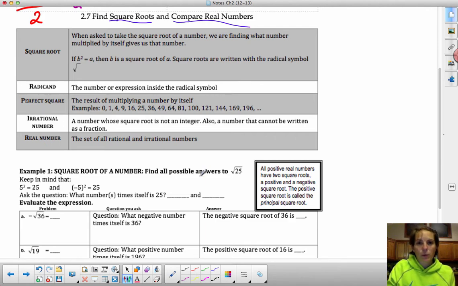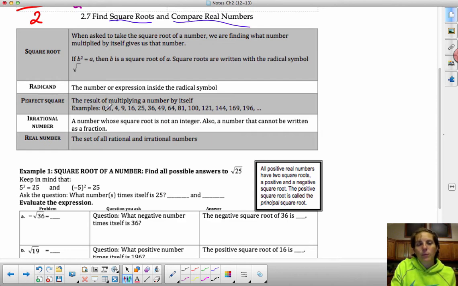So first of all, a square root. When you're asked to find the square root of a number, remember we're trying to find what number times itself gives us the number that's under the radical symbol. They give you this very mathematical definition: if b squared is equal to a, then b is the square root of a. Square roots are written with the radical symbol. The number that's under that radical symbol is called the radicand.